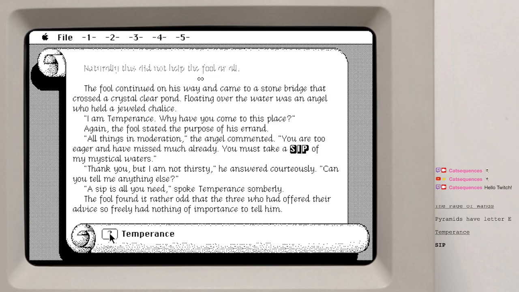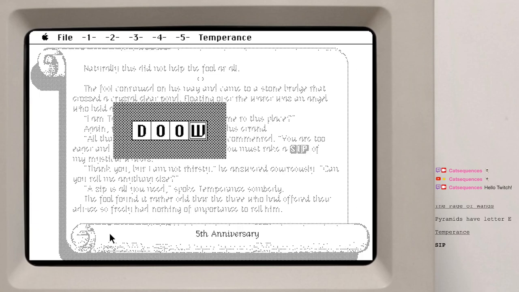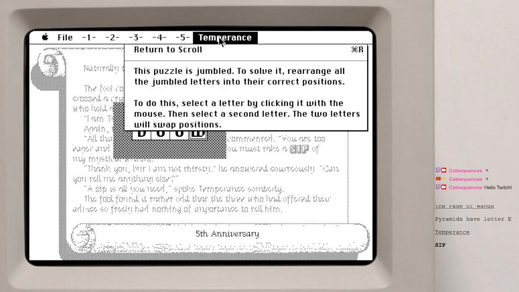Alright, well, let's see what there's a puzzle attendant, so let's see what the puzzle is. Oh, 5th anniversary. This puzzle is jumbled. To solve it, rearrange all the jumbled letters into their correct positions.